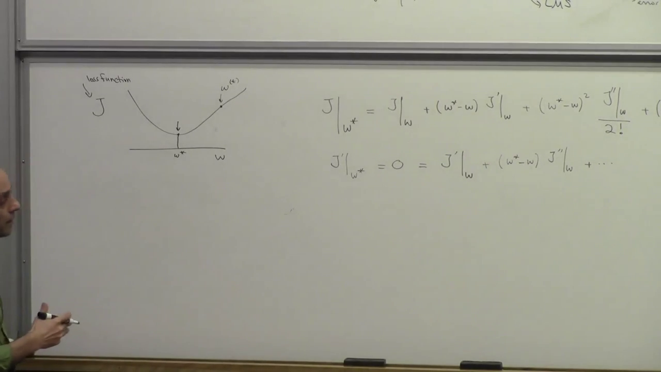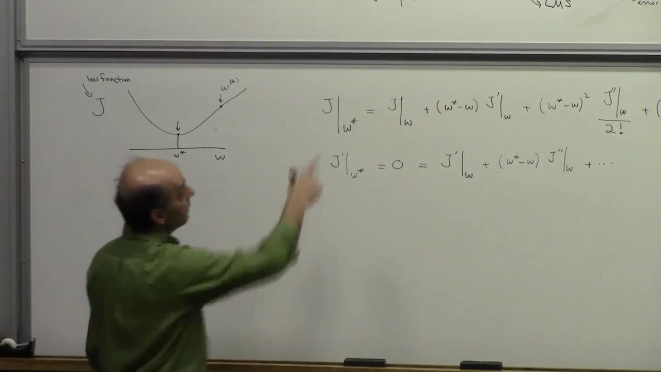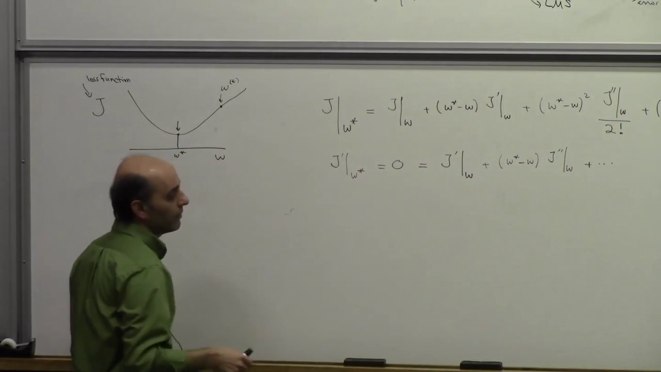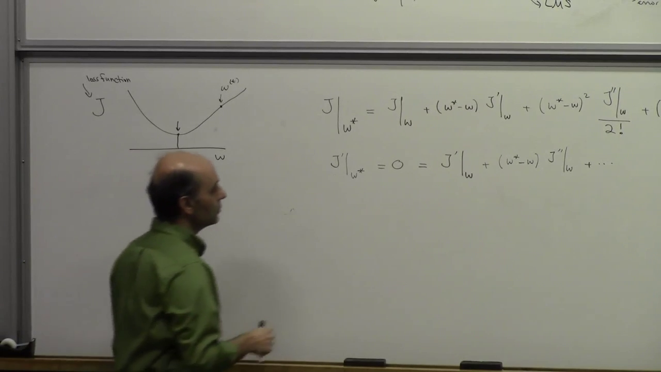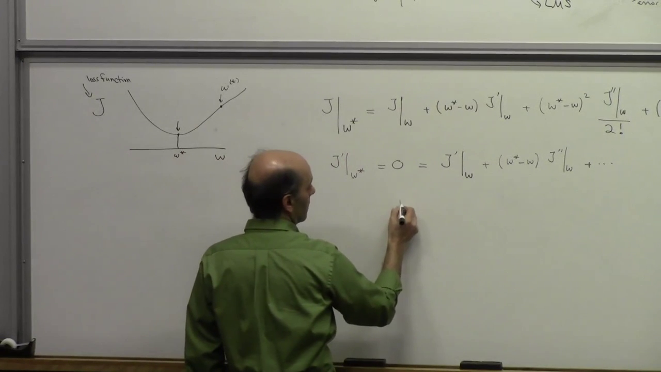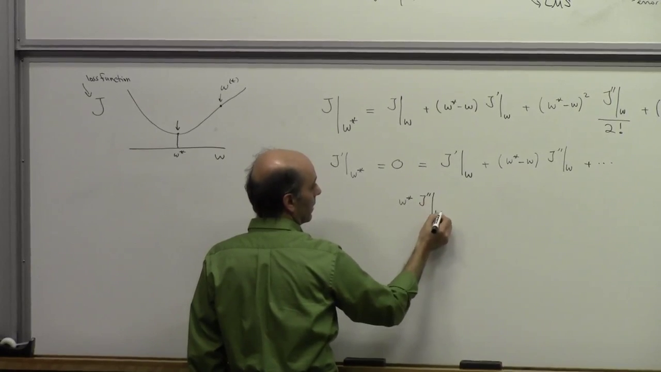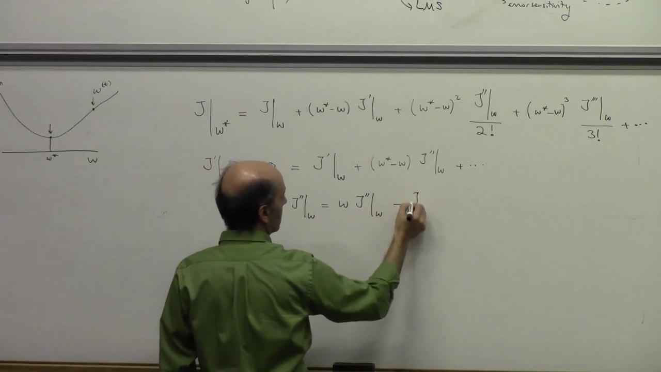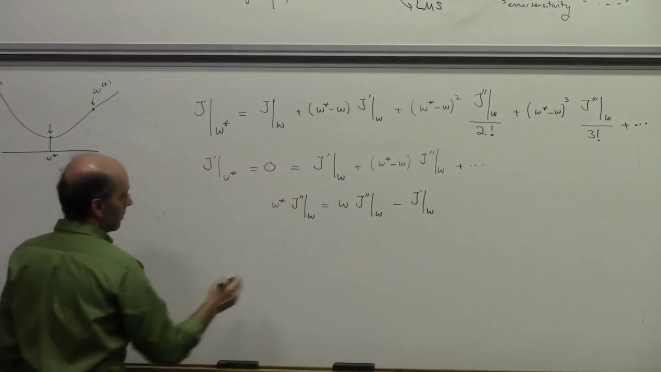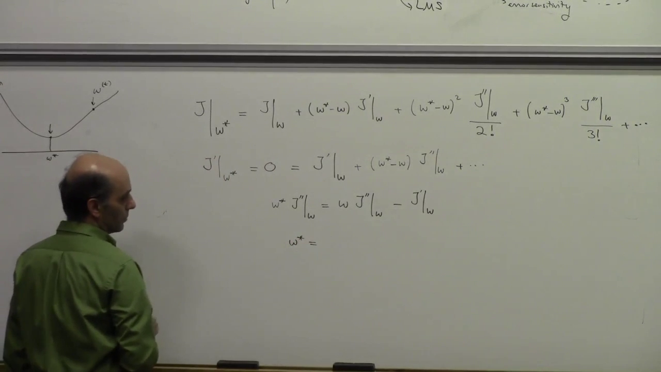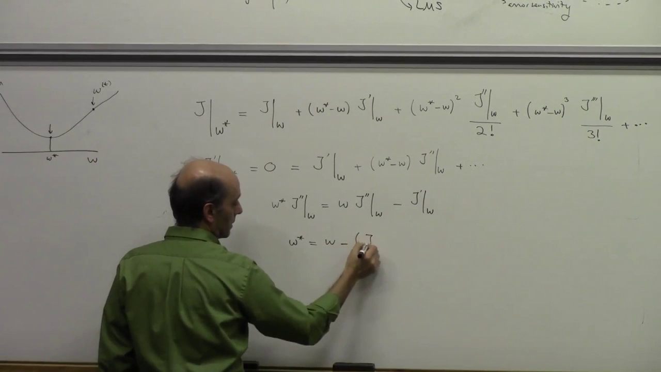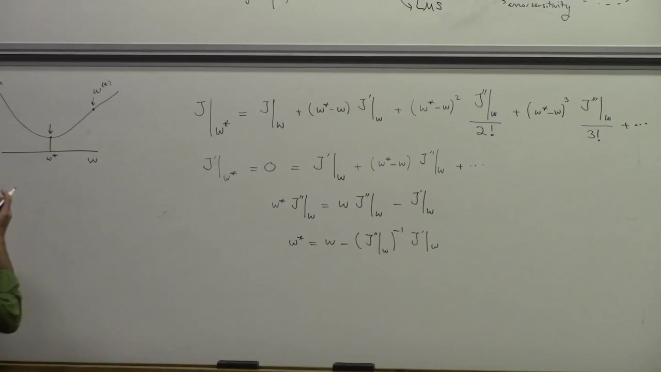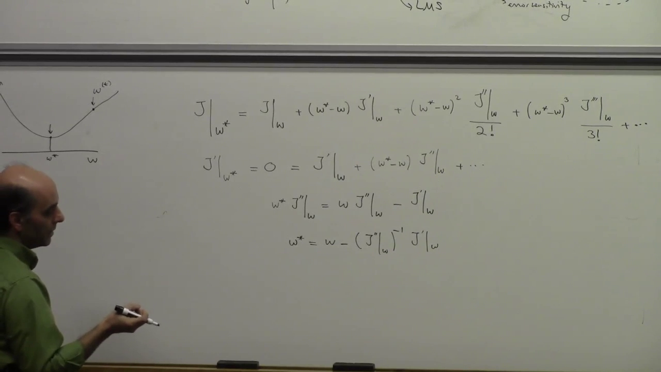Okay. So if I have a cost function that's quadratic, like I've been showing you up there, then all of these terms from the second derivative forward are going to be zero. Even if I don't have a quadratic function, I can choose to ignore those higher derivatives. So if I now just work with this equation here, w star times the second derivative evaluated at w is going to be equal to w times the second derivative at w minus the first derivative at w. So now w star is going to be equal to w minus the second derivative evaluated at w inverse times the first derivative evaluated at w.